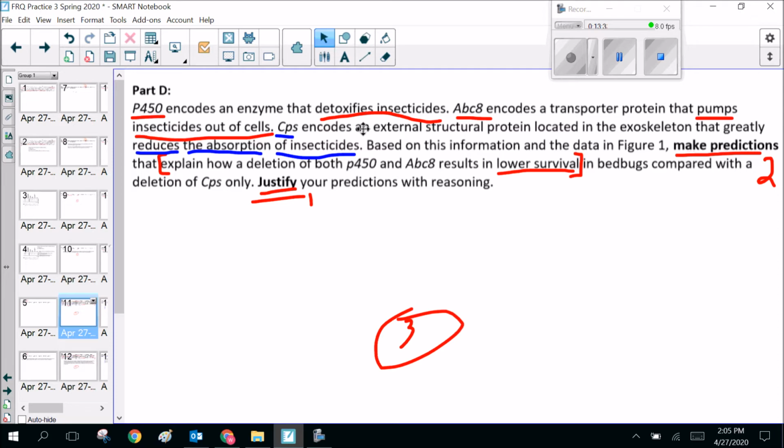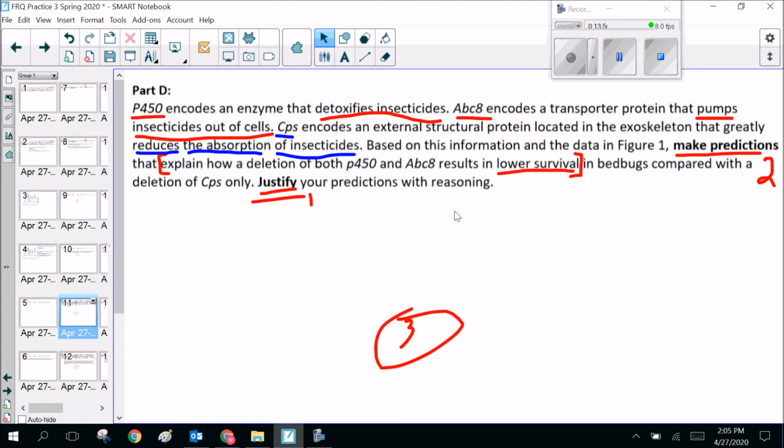P450 encodes an enzyme that detoxifies insecticides. ABC8 encodes a transporter protein that pumps insecticides out of cells. CPS encodes an external structure protein located in the exoskeleton that greatly reduces the absorption of insecticides. Based on this information, make predictions that explain how deletion of P450 and ABC8 results in lower survival in bedbugs compared with the deletion of CPS only, and justify.